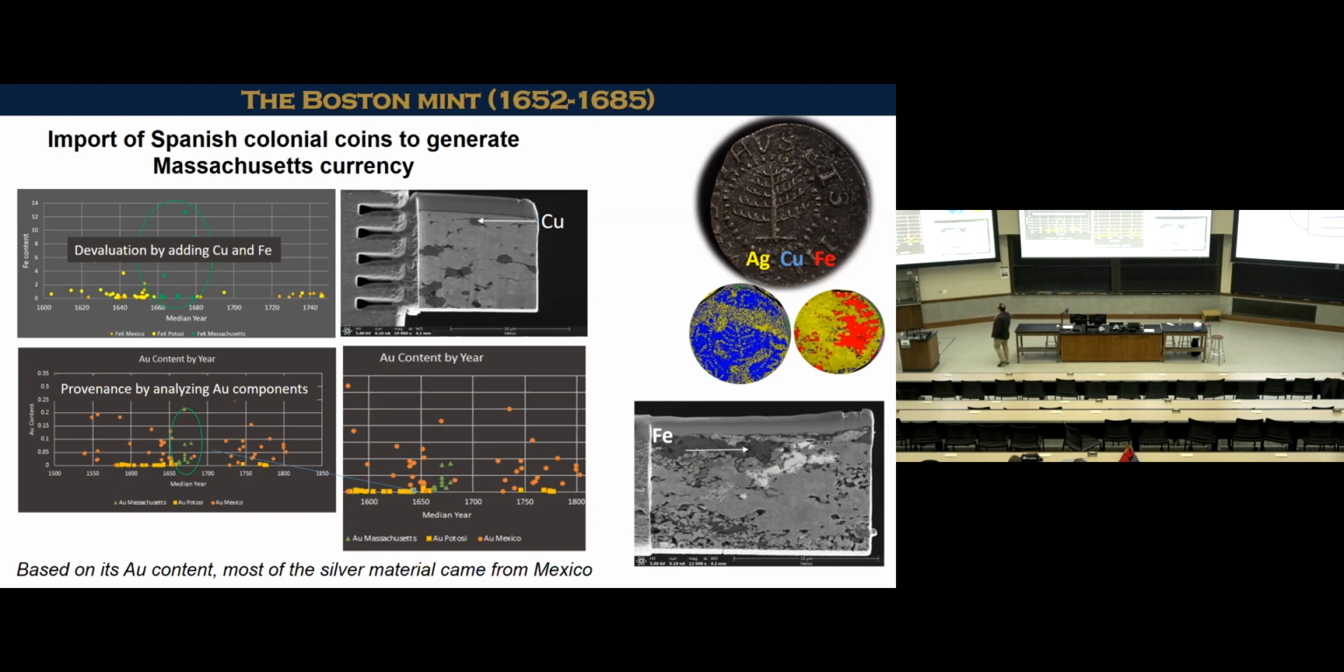So another interesting object here, when we look at the trace composition of gold, we can see that Potosi coins have literally not much gold, those square points, but Mexican coins had a lot more gold. So it's about 0.3% gold inside the Mexico City coins. But we do see also some elevated level of gold in American coins. This allows us to suggest that probably Mexican coins were the source for minting American coins.